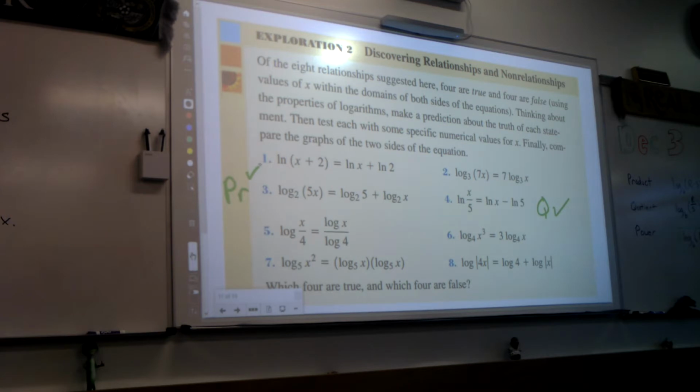Magdalene. 6. Good. Which property is that? Power. That is the power property. Got the power. Okay, and then Brenda, any guesses? Last one that's true. And 8 is correct. Good job. The other 4 are false. Okay? If you have questions on why they're false, come talk to me after.